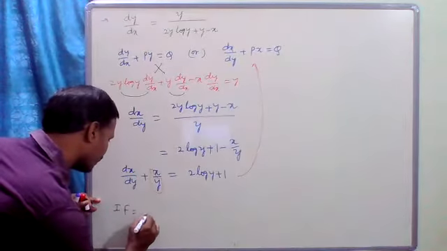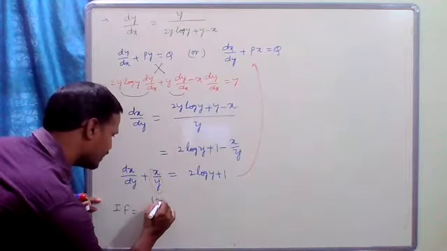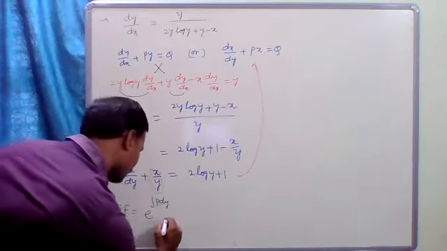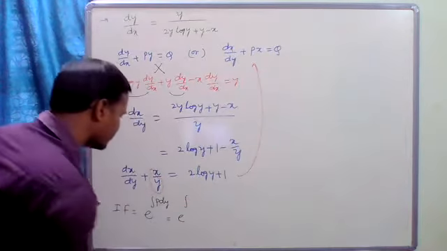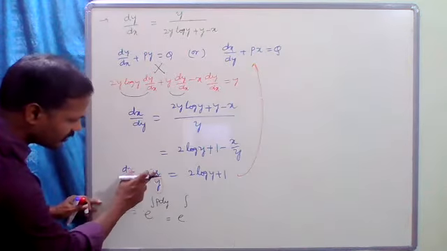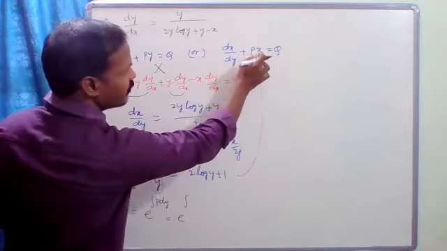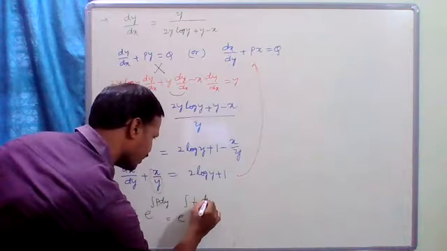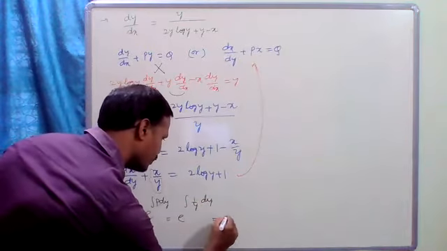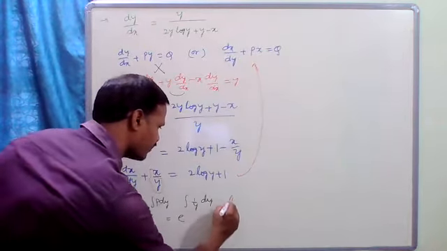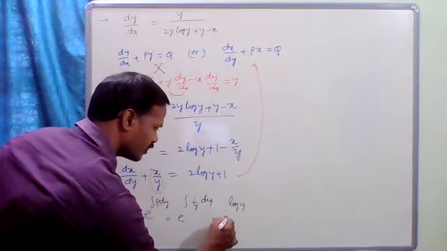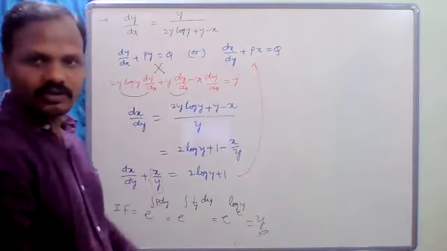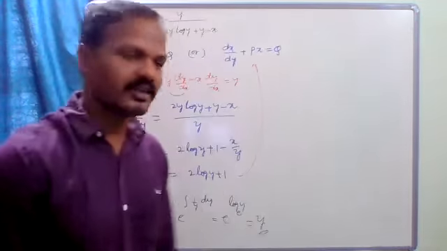IF equals e power integral p dy. So e power integral, what is p? 1 by y, the coefficient of x. That is 1 by y, so 1 by y dy. This is equal to e power integral 1 by y dy, which is log y. So e power log y, the base is e, so this is y. So what is IF? y.